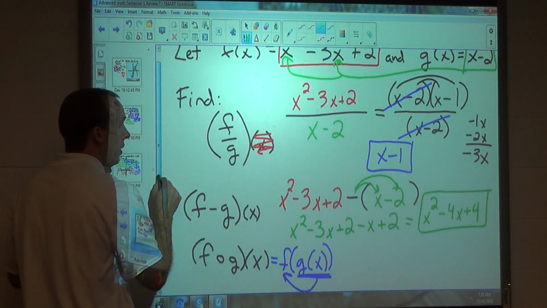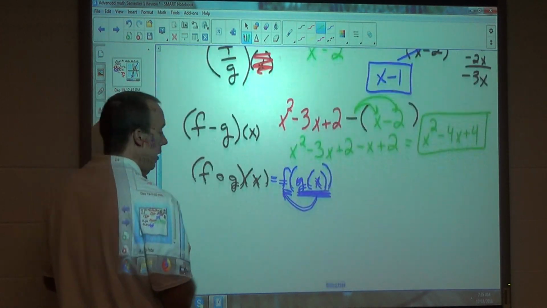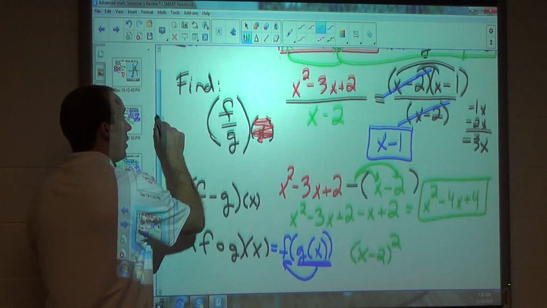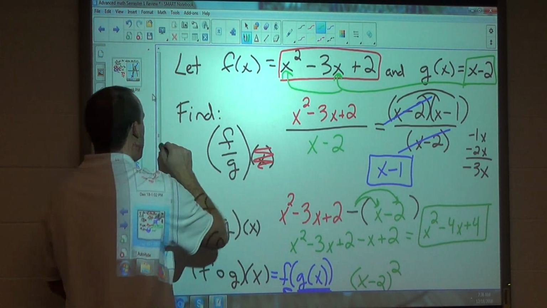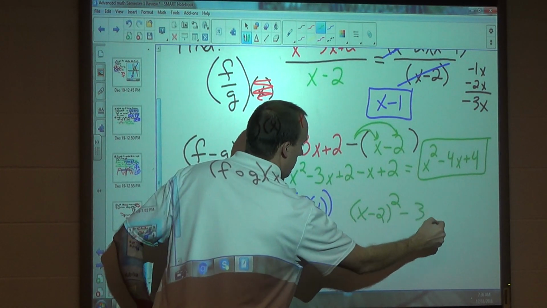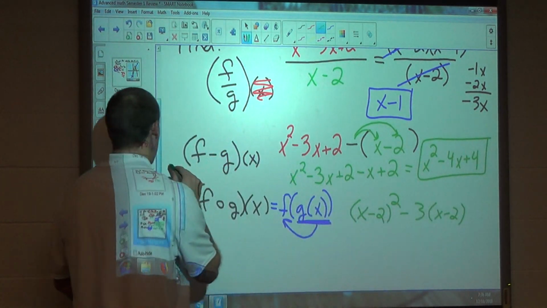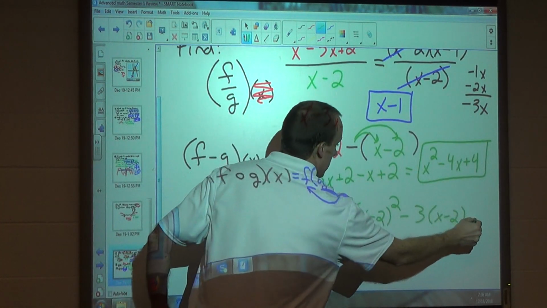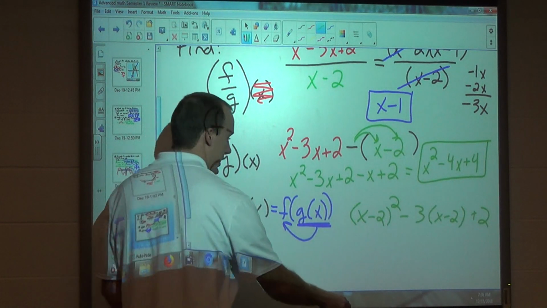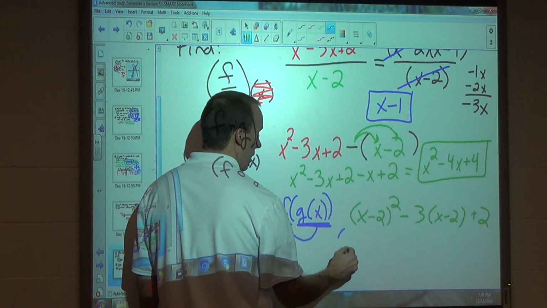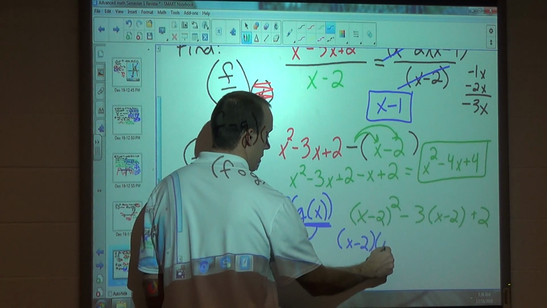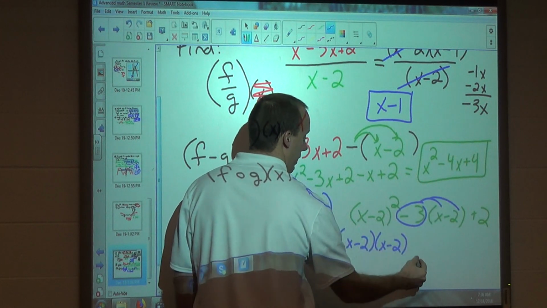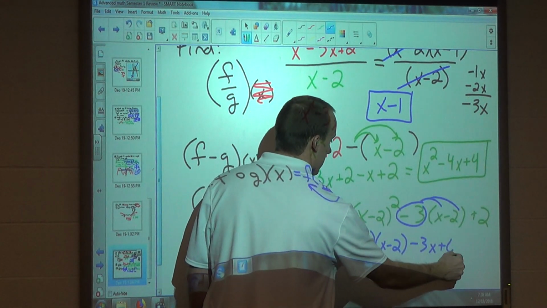So if I rewrote this, it's x minus 2 squared, and then a minus 3 parenthesis x minus 2, and then it's plus 2 at the end of that red one. So then a plus 2 here. Okay, and then we have to simplify. What does it mean to square something? Take it times itself. I could take this negative 3 right now and distribute that in there, so I get negative 3x and a positive 6.